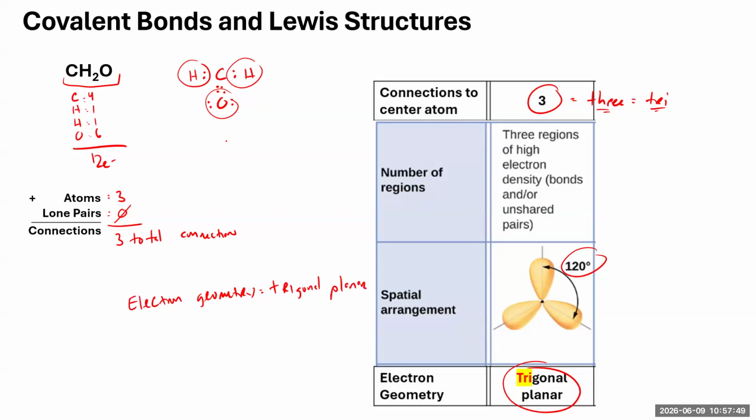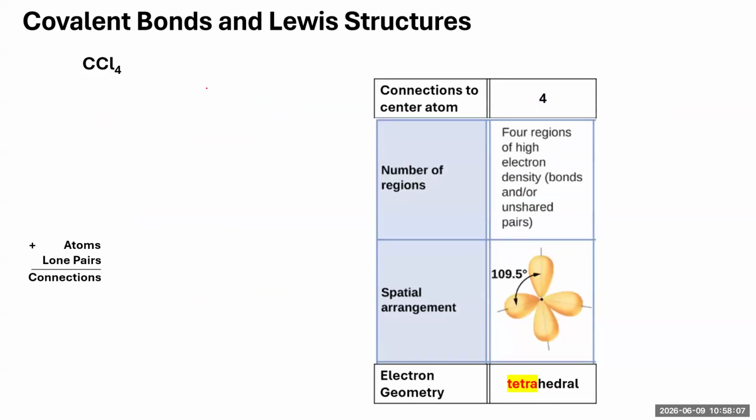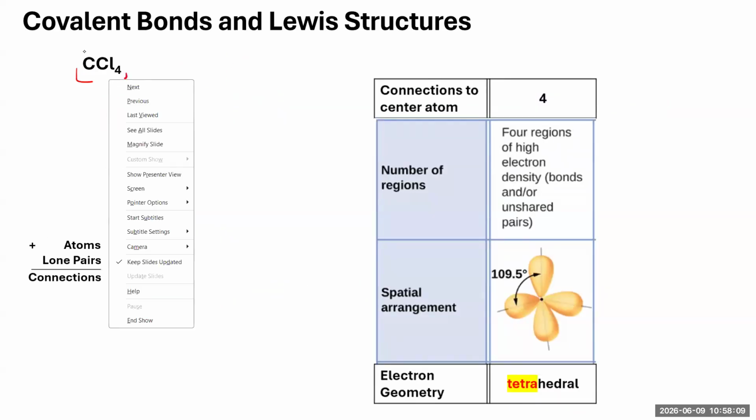And this is a 2-dimensional object, right? Because it goes this way and it goes this way, right? So there's only two dimensions, so it's a two-dimensional object, trigonal planar because attached to three connections, right? It has three connections. All right, let's do this one, CCl4.